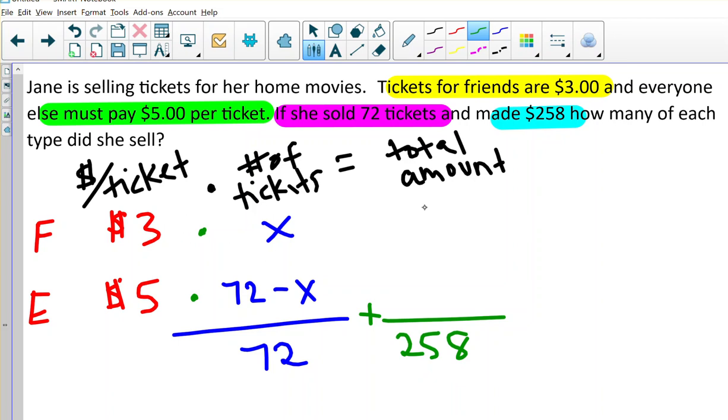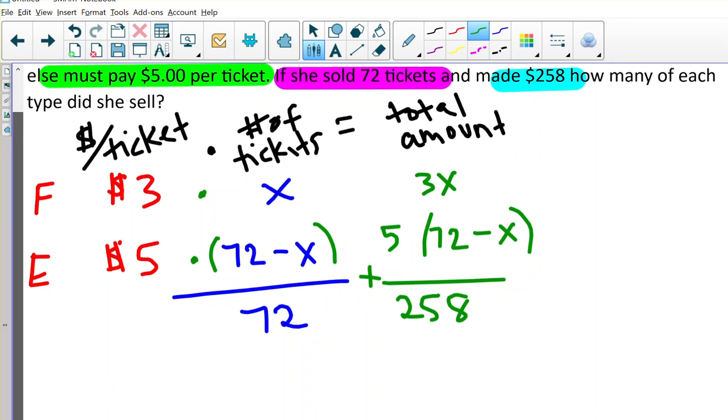So 3 times X is just 3X. And I'm going to be multiplying 5 times the quantity of 72 minus X. I'm saying times the quantity because I need to put parentheses around this expression. And if I add these up, I should get 258.